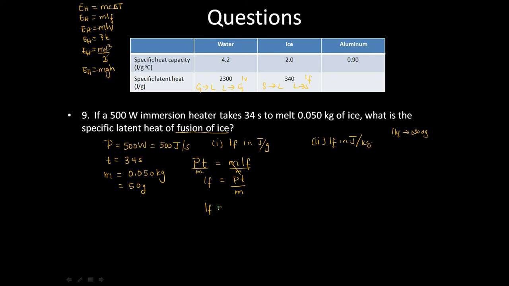So LF in J per G, in joules per gram, would be 500 joules per second times 34 seconds over 50 grams, and the same setup goes here. So we're going to use LF equals 500 joules per second times 34 seconds over 0.050 kg.